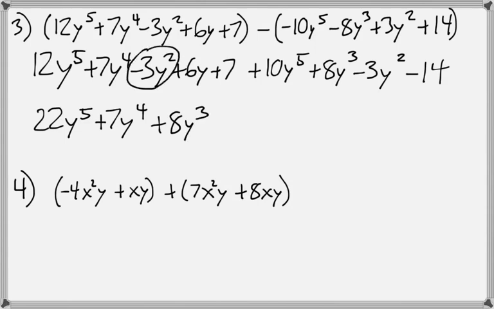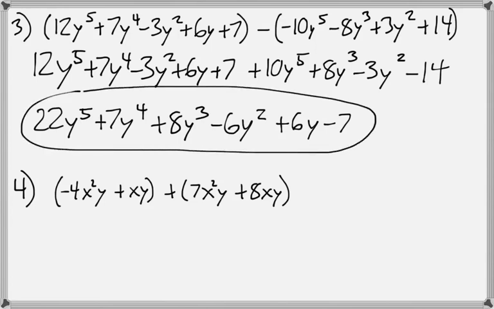My y squared terms, it's negative 3 minus 3, so that'll be minus 6. The y terms are 6y, and that's it. So I'm just going to bring that down. Then lastly, the constants, I have plus 7 and minus 14. So 7 minus 14 is a minus 7. And just double checking my work, and that'll be our final answer.